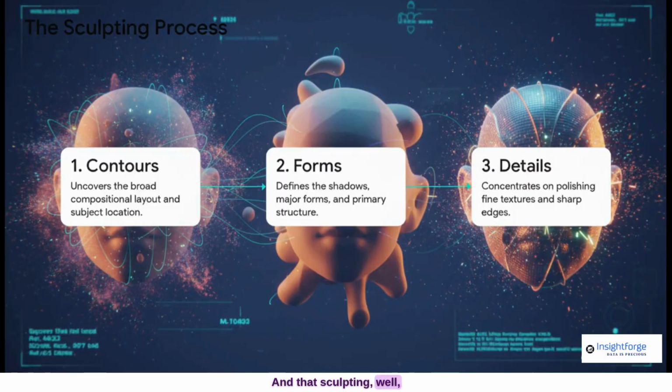And that sculpting, well, it happens in stages. It's not all at once. First, the AI removes huge chunks of noise just to find the basic shapes, the overall composition. Then it starts refining the bigger forms, the main subject, the shadows. And only at the very, very end does it get to work polishing those tiny little details, like the texture on a piece of fabric or the sharp edge of a building.